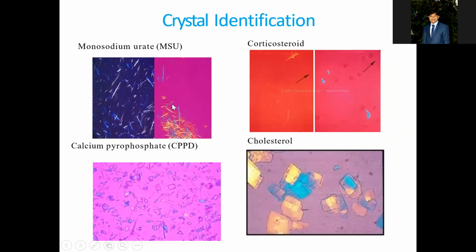Monosodium urate crystals are seen in gout, calcium pyrophosphate crystals are seen in pseudogout, and corticosteroid crystals appear in rheumatoid arthritis and after a recent corticosteroid injection in the joint. Cholesterol crystals are seen in rheumatoid arthritis.